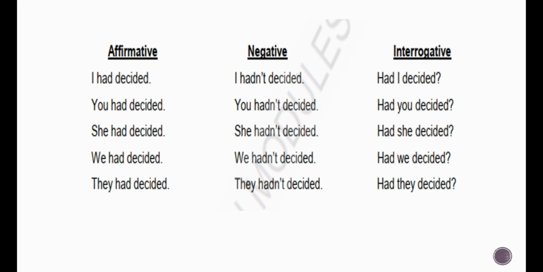Let's read all together. I had decided. I hadn't decided. Had I decided? You had decided. You hadn't decided. Had you decided? She had decided. She hadn't decided. Had she decided? We had decided. We hadn't decided. Had we decided? They had decided. They hadn't decided. Had they decided? Well done!